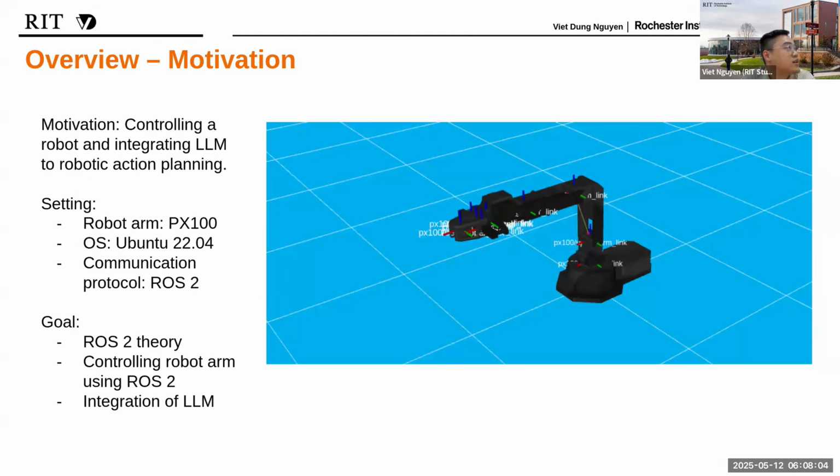Here is the actual robot that we are going to be using in simulations and in this tutorial. This robot is called PX100. It is developed by Trossen Robotics or Interbotix.